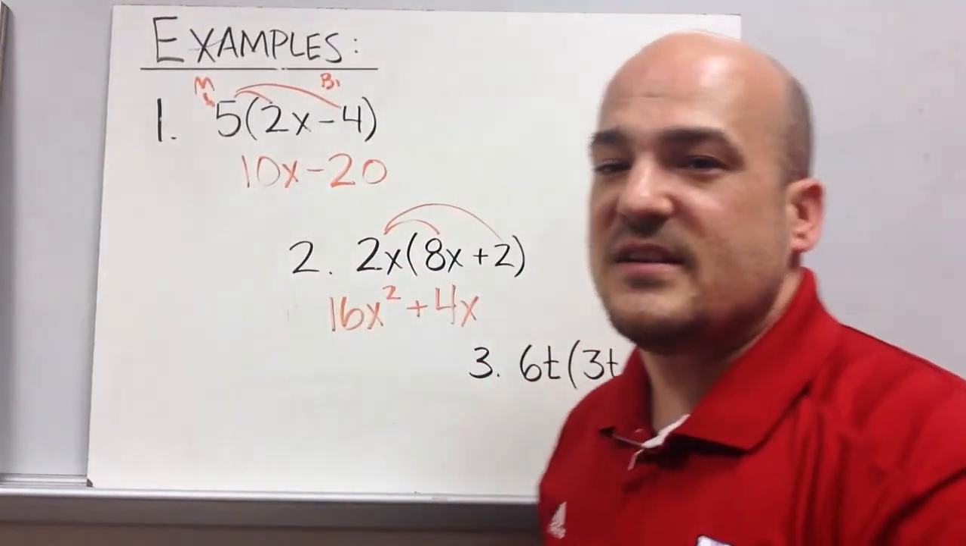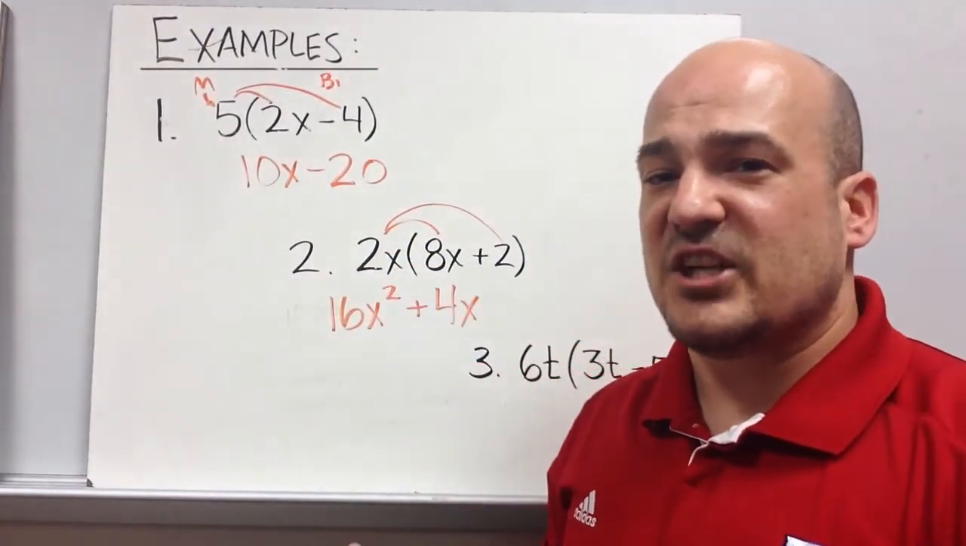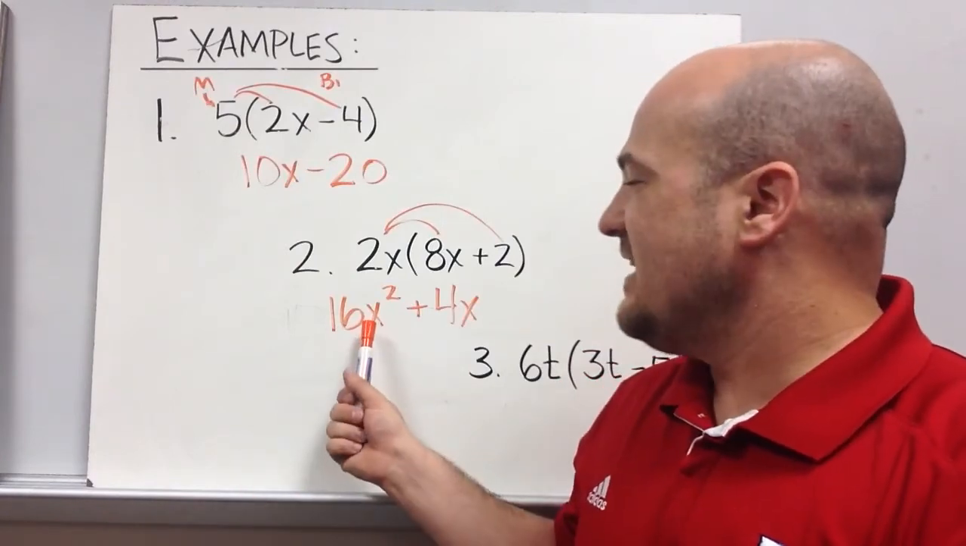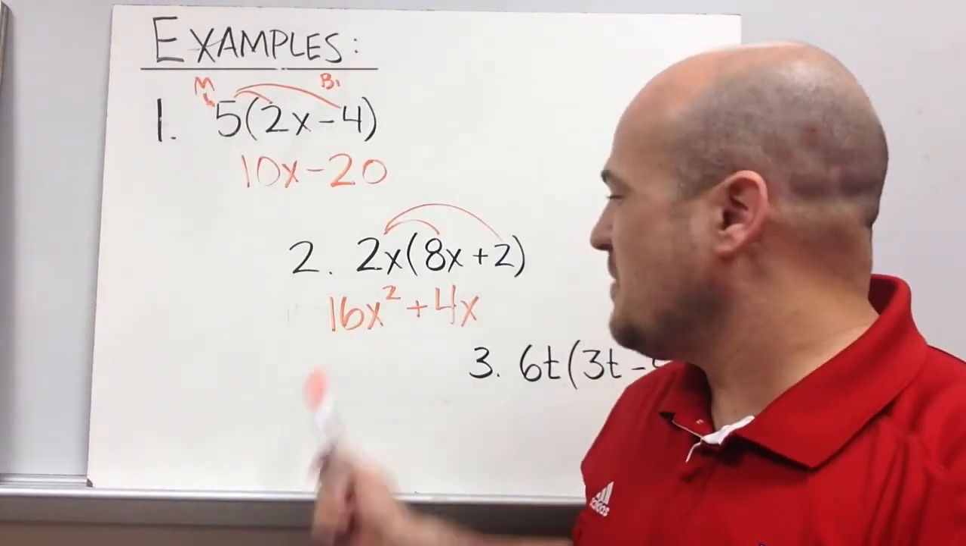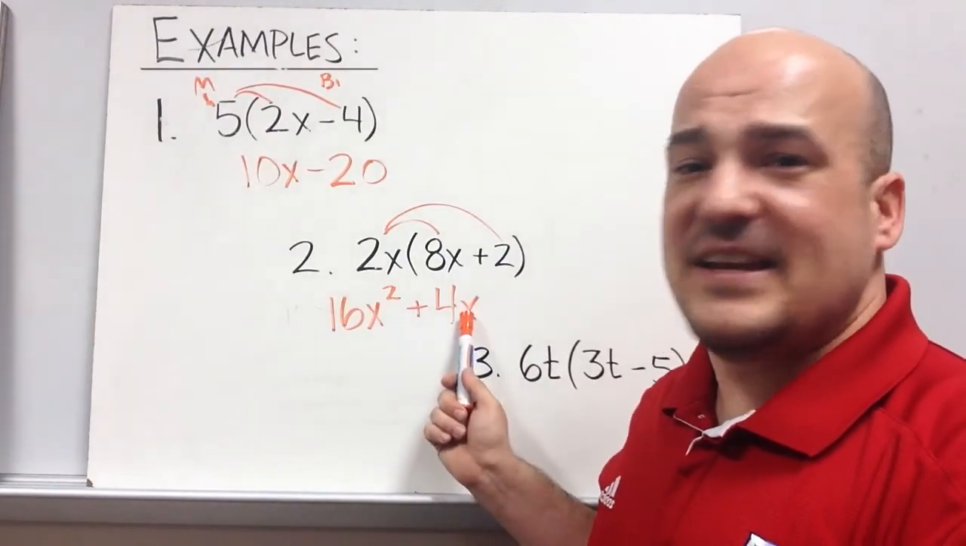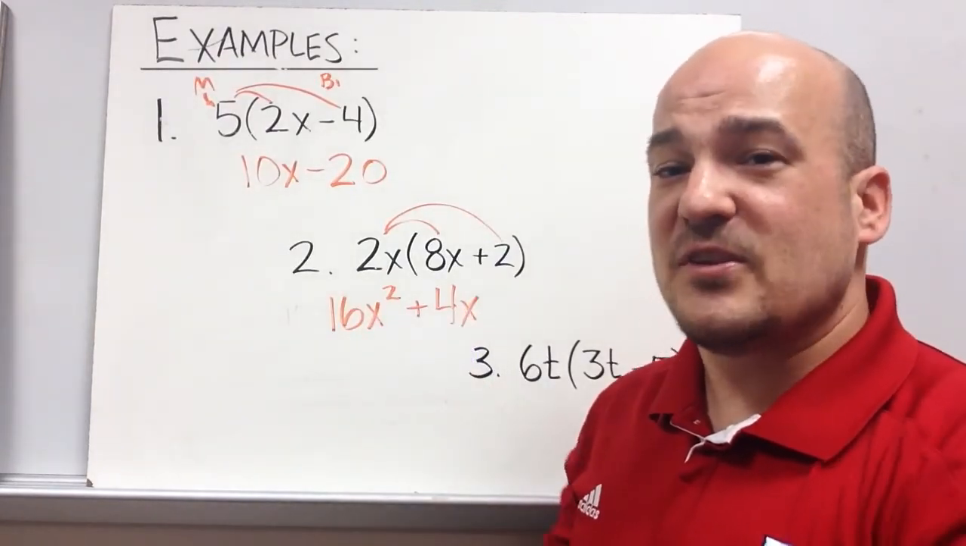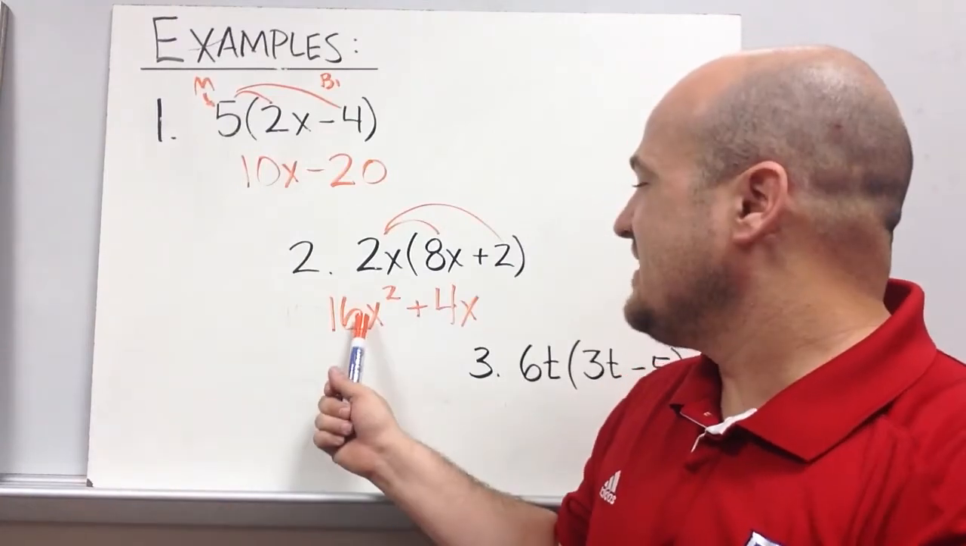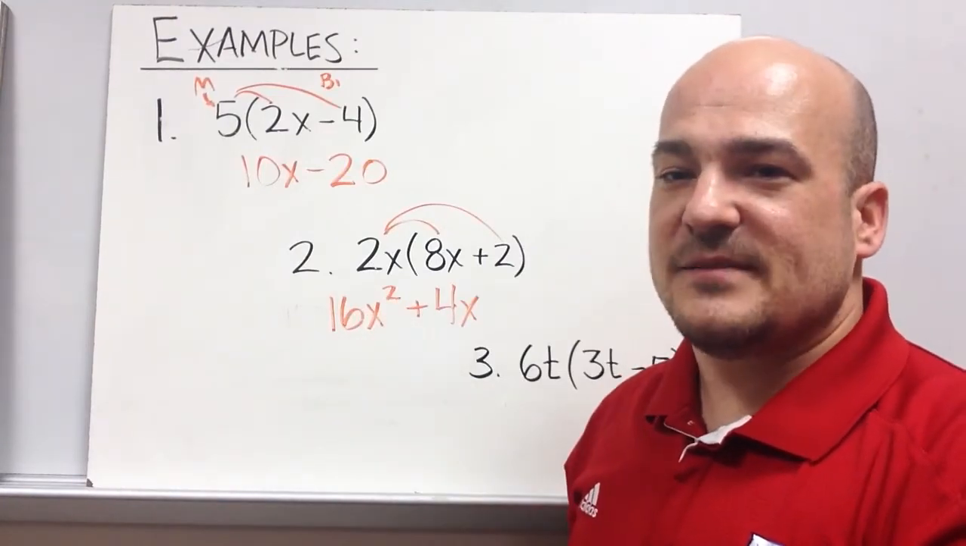and 2x times 2 is 4x. I look to see if there's any like terms I can combine, and in this case, I can't combine any like terms because one term is an x squared and one term is just an x, and those aren't like terms. I can't combine them. So this is my final answer. This is it. 16x squared plus 4x.